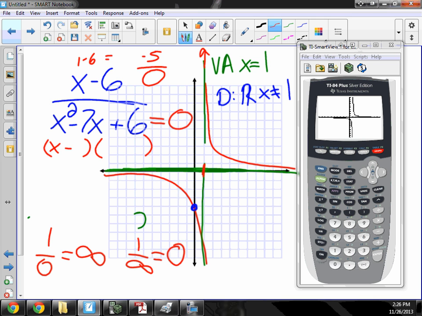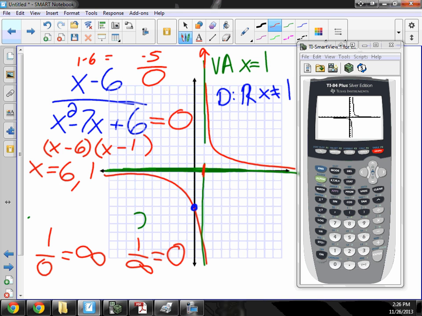So x minus and x minus. Are there numbers that multiply to be 6 and add to be negative 7? 6 and 1. So we know x equals 6 doesn't work. What about x equals 1? We already knew 6 didn't, right? Or no, sorry, we already knew that 1 didn't.